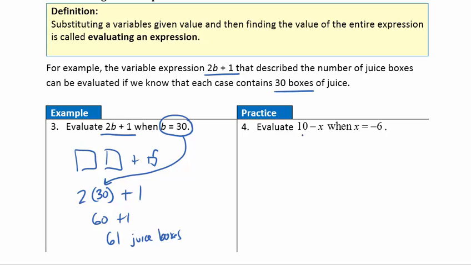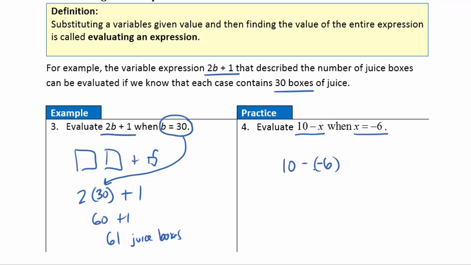We're asked to evaluate this algebraic expression, 10 minus x, when x is equal to negative 6. Okay, so we'll start by writing an open set of parentheses where the x was. Just come down, write the parentheses. Now I'm going to substitute this value of x equals negative 6. I'm going to plug that in there.